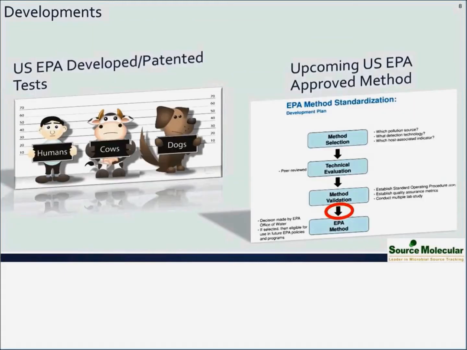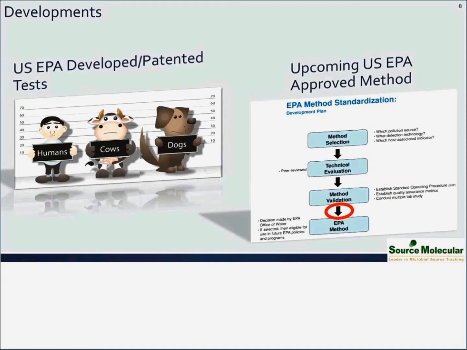This third set of developments has been the involvement of the US EPA in microbial source tracking. And the two key developments have been the US EPA's invention and patenting of methods to detect human, cattle, and dog. There's another test for chicken, but it's not as commonly used.